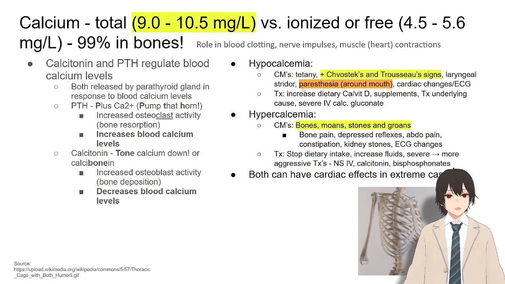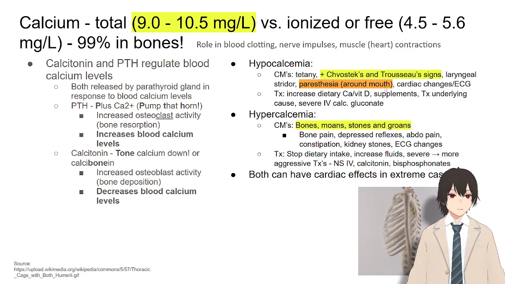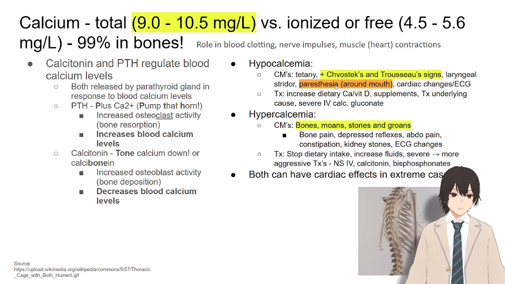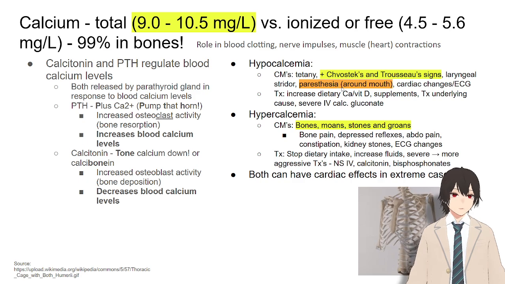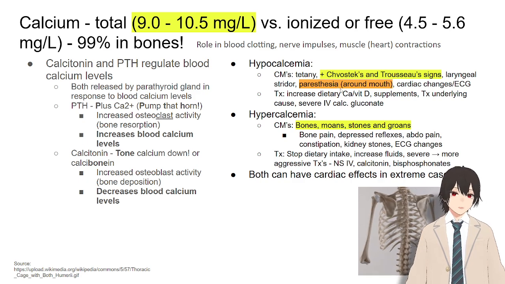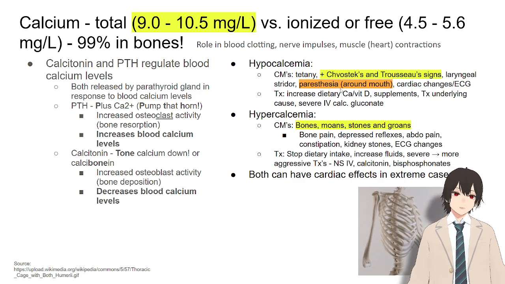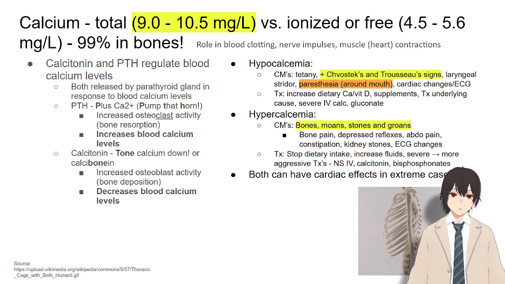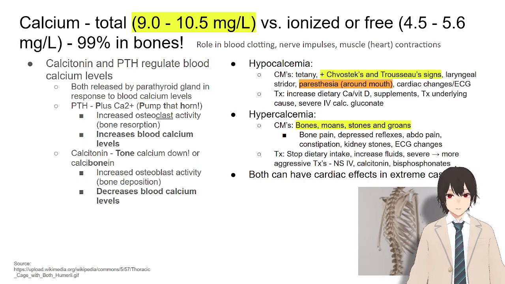Also, keep in mind paresthesia around the mouth. Circumoral paresthesia, or numbness, is going to be used later on to determine if it's hypocalcemia or a different type of electrolyte imbalance. It is what I use to break the tie, basically.